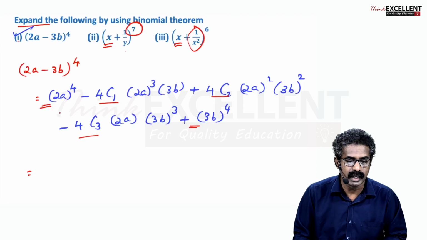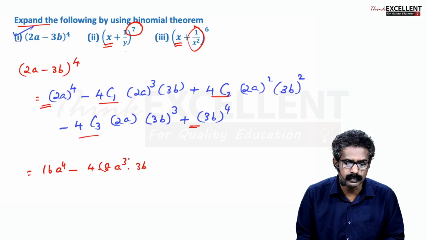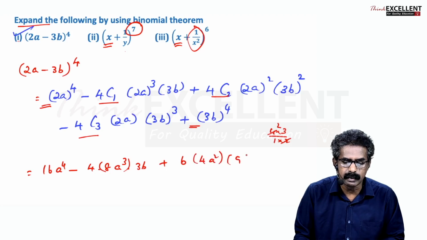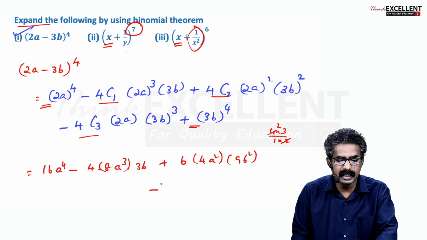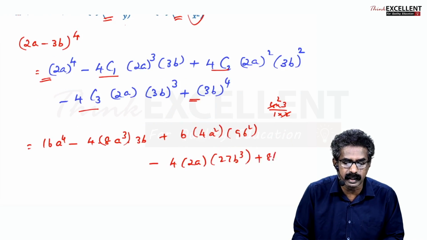So the power is for both, right? 2 raised to 4 is 16, a raised to 4. 4c1 is 4. 2 cubed is 8, a cubed into 3b. Plus 4c2, if you want to do separately, 4c2 is 4 into 3 by 1 into 2. 2 you cancel, 6 you are getting, right? Into 2 squared is 4a squared, 9b squared, right? Then the last one, minus 4c3, same as 4c1. It is 4 into 2a into 3 cubed, which is 27b cubed. Then finally 81b raised to 4, right?